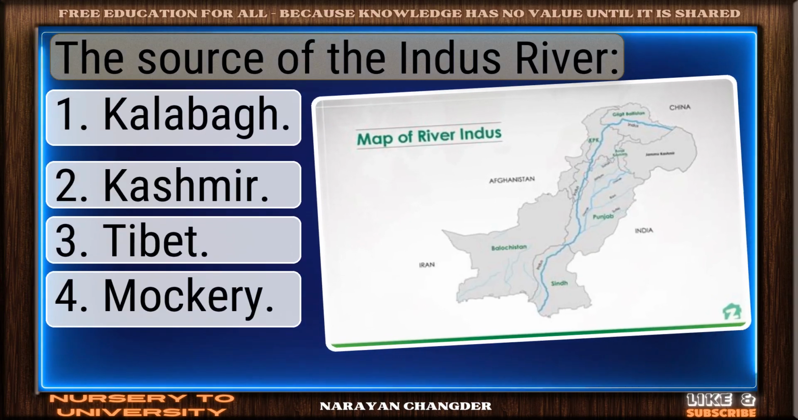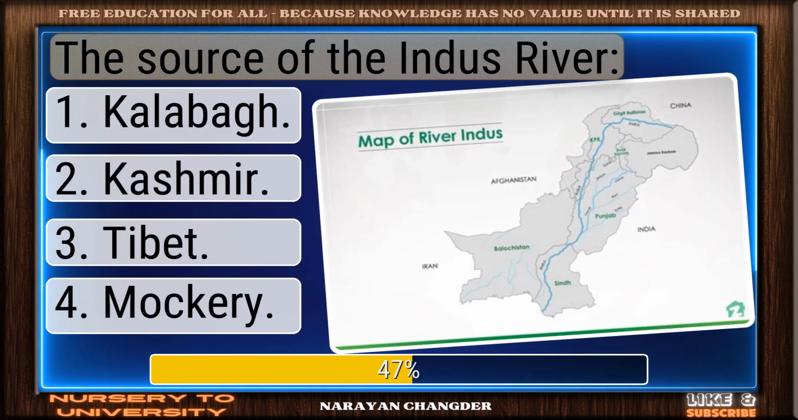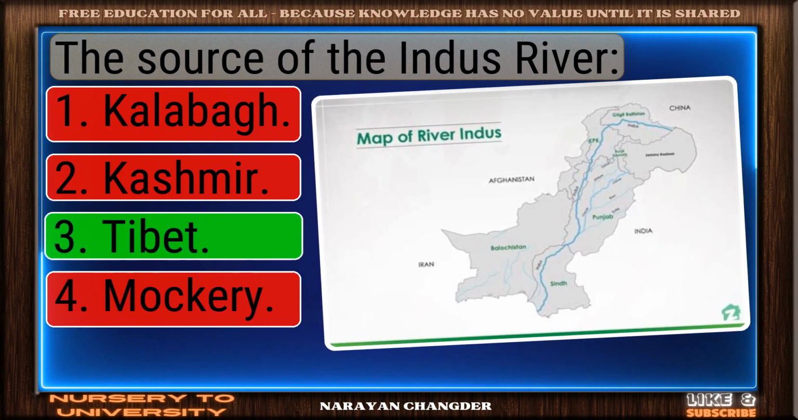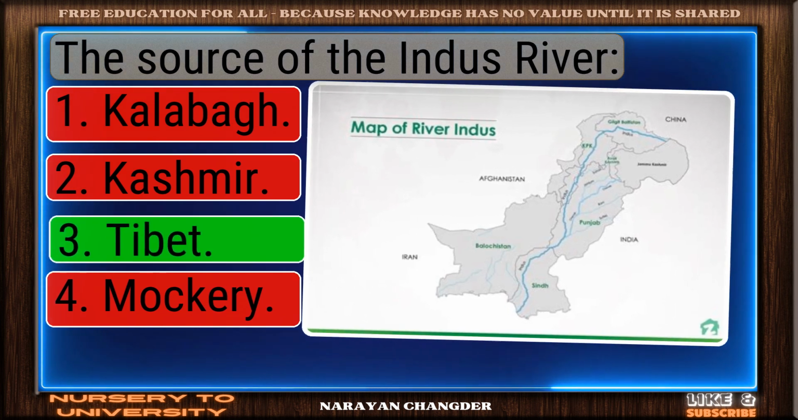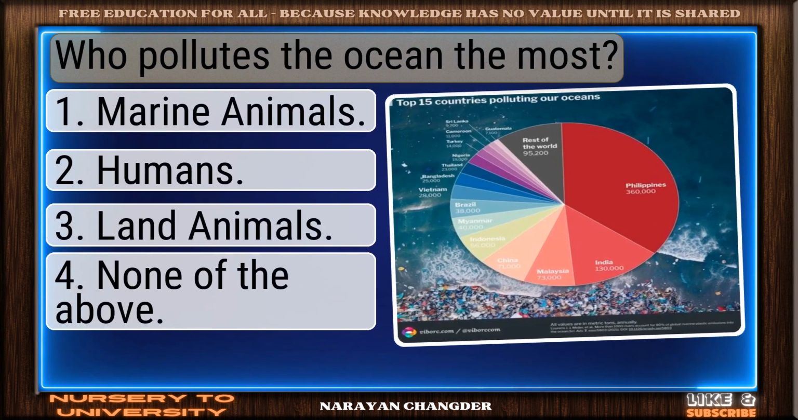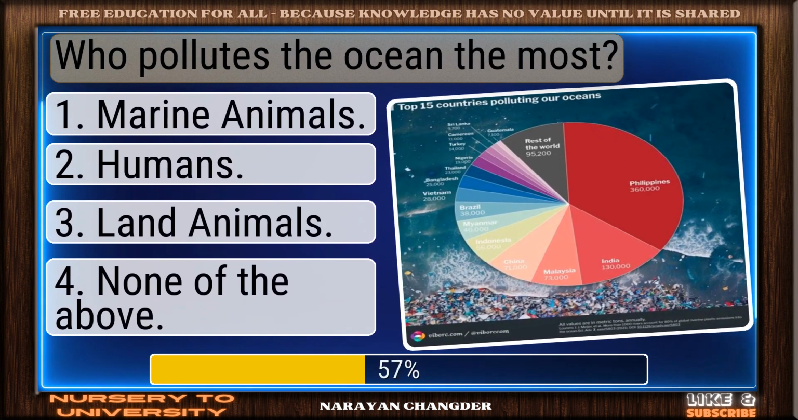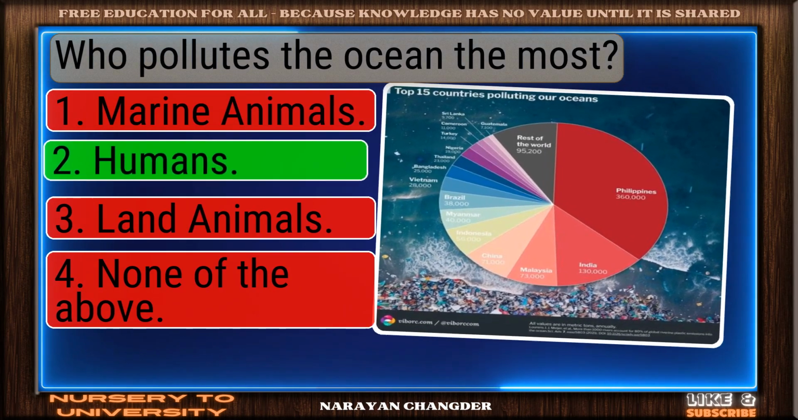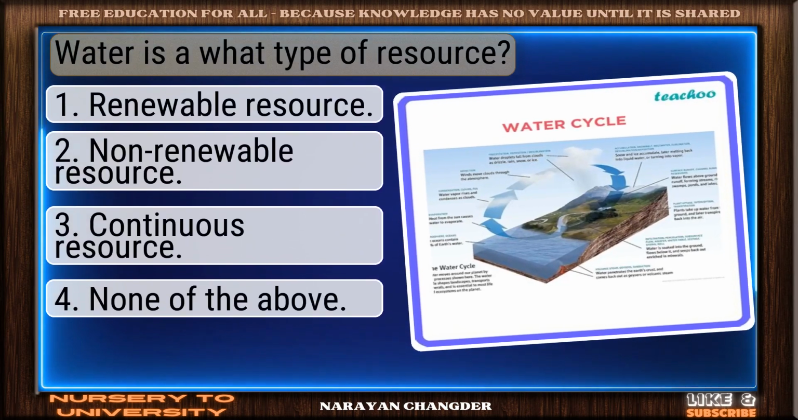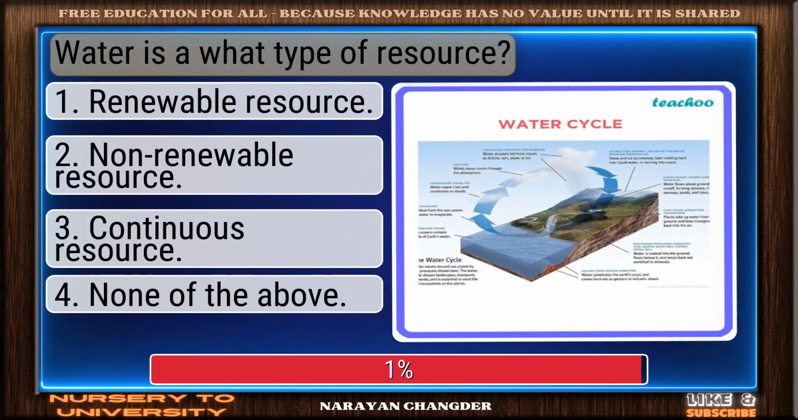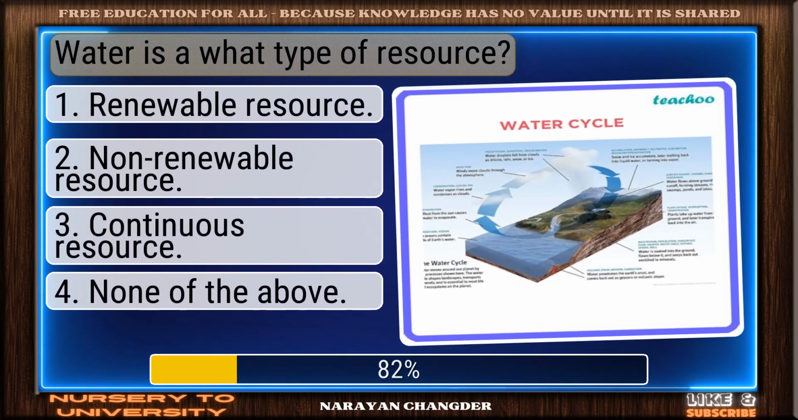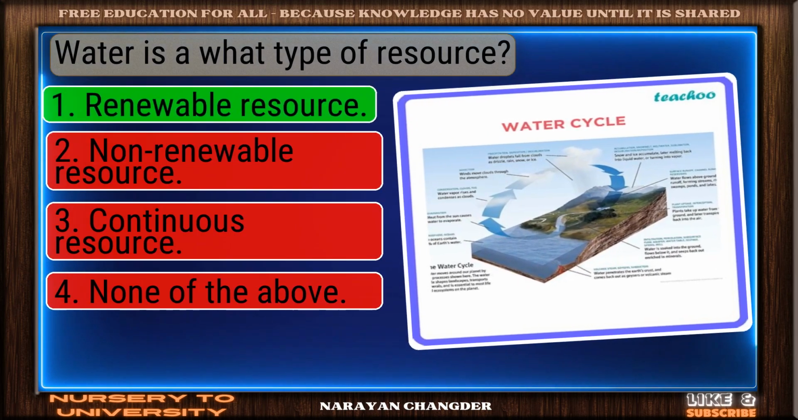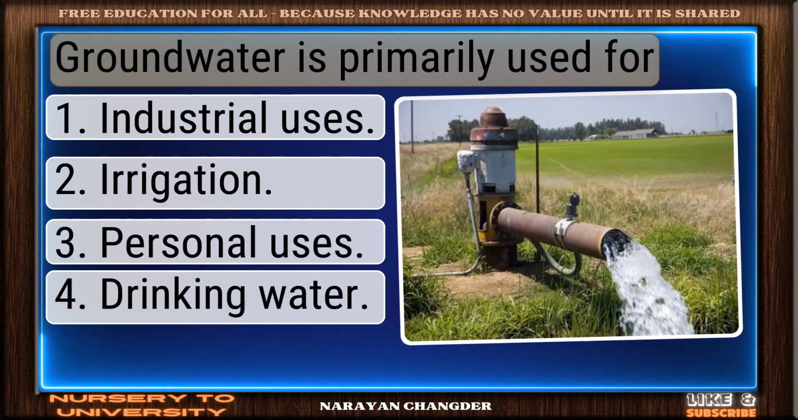The source of the Indus River. Strong choice. Tibet is right. Who pollutes the ocean the most? Right choice. Humans is best. Water is a what type of resource? You chose renewable resource. Correct.